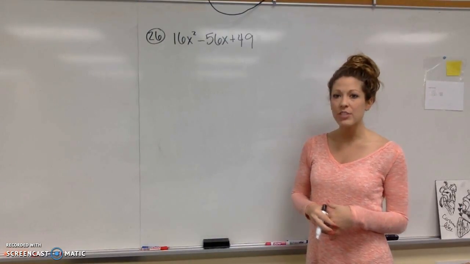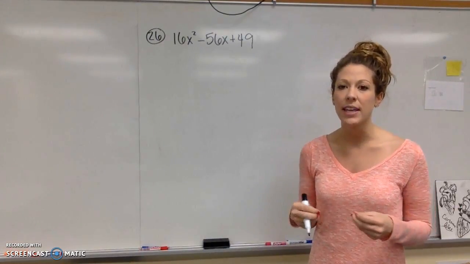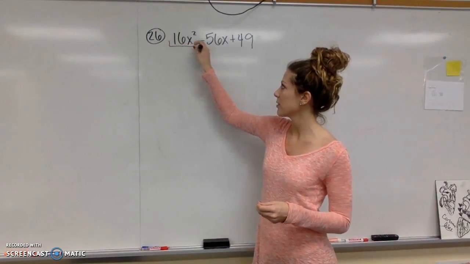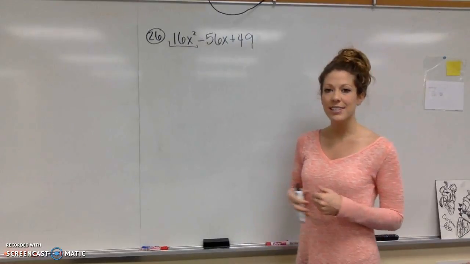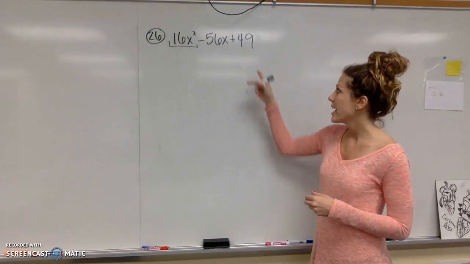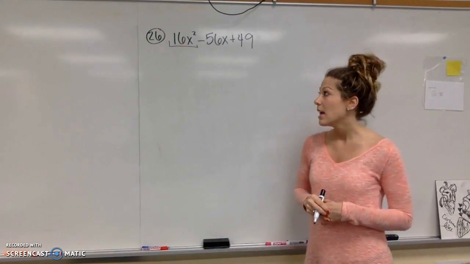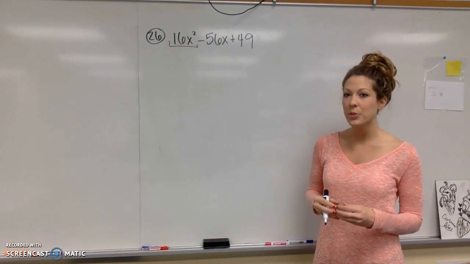So when that happens, check your first and your last term and see if they are both perfect squares. In this case, 16x squared is a perfect square. 4x is the square root of 16x squared. And 49 is a perfect square. The square root of 49 is 7. So this could be a perfect square trinomial.